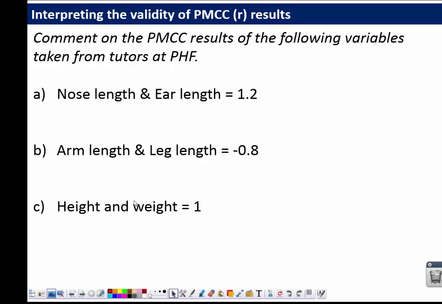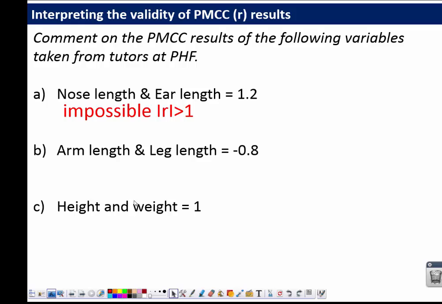Now, if I remember correctly, we said that our PMCC, our R, takes values in between and including positive 1 and negative 1. So how can we have a PMCC of 1.2? We can't. It's an impossible value. The modulus of R, or magnitude of R, cannot be greater than 1. So here we have a miscalculation or an error within the calculation of the data.